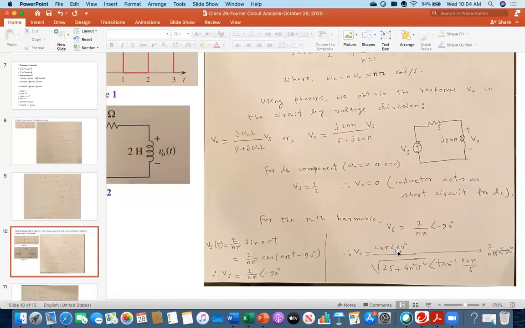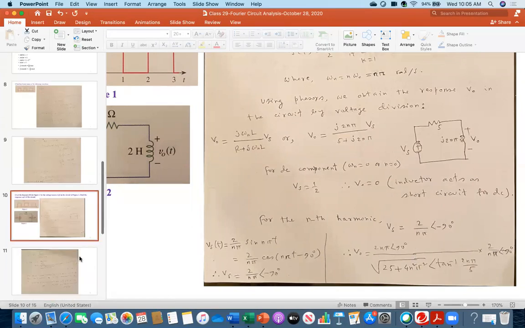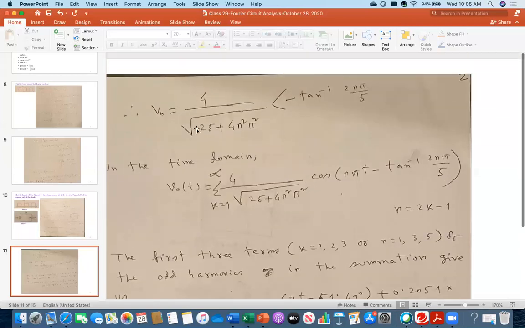This is plus 90, but this is minus 90. So plus 90 minus 90 will be 0. N pi will be cancelled. So in the numerator there will be only 2 times 4. So therefore 4 over this one. So therefore, on the next slide you see this one. V naught is 4 over that one.